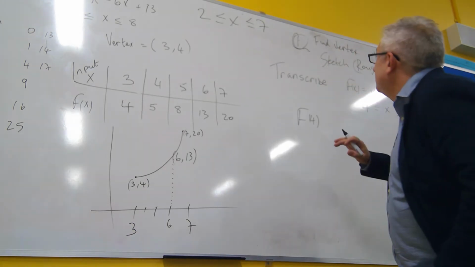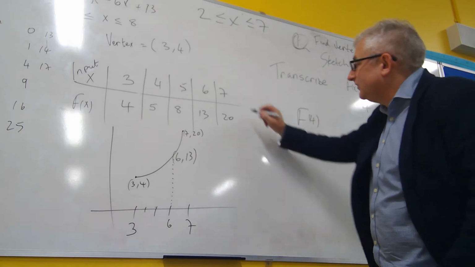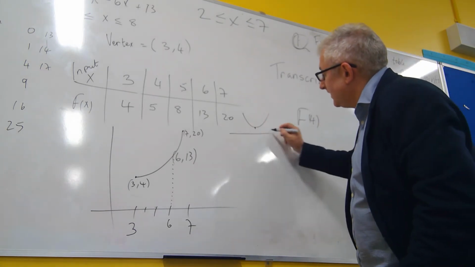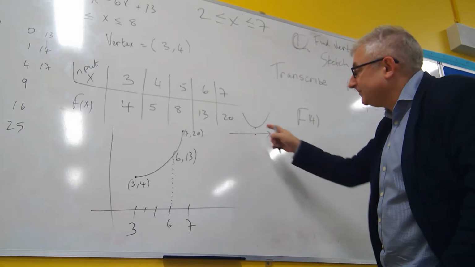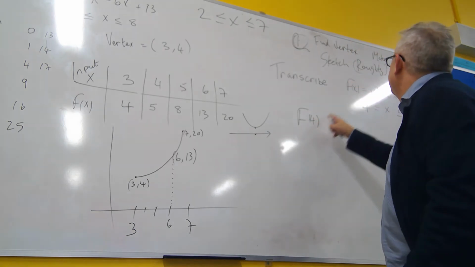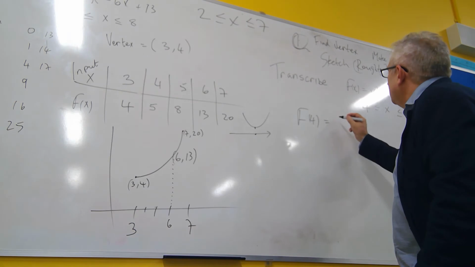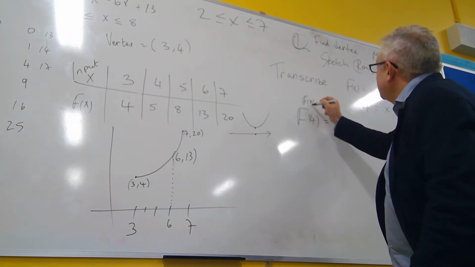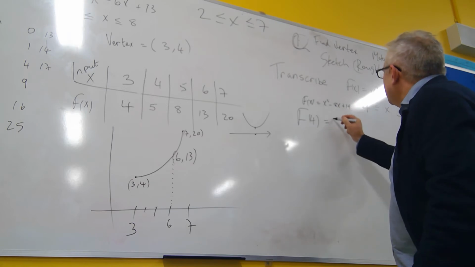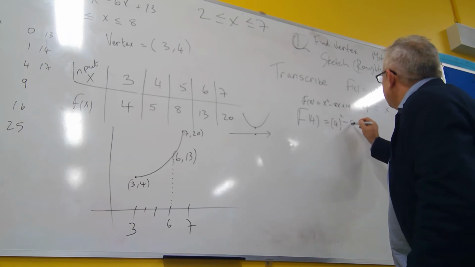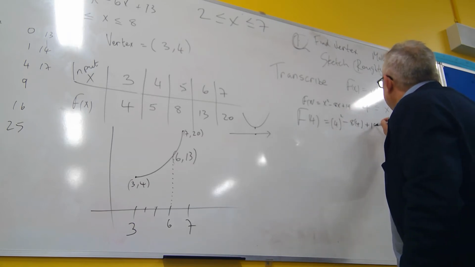So f of 4, I'm putting 4 in. Why? Because 4 is the value of the x. It's the input value that gives me the output value that I'm interested in, the vertex value. So f of 4 goes in, my function is here. So that's right, f of x equals x squared minus 8x plus 19. So I'm going to have 4 squared minus 8 times 4 plus 19.